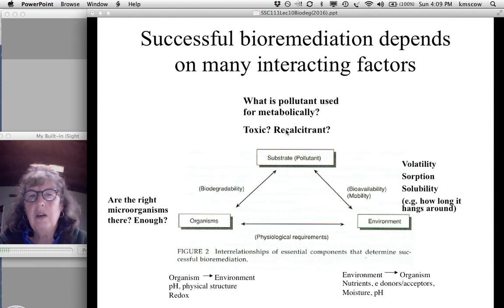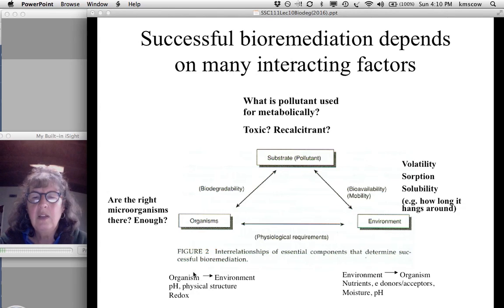Along up here, looking at this relationship, we have to consider, why is the pollutant used? I mean, what metabolically is going on? And is the chemical toxic to the microorganisms? Or is it recalcitrant? Is it so complex that it just can't be broken down? And then we're talking about the organisms. We're wondering, are the right kind of organisms there? Are there enough of them? Do they have what they need?